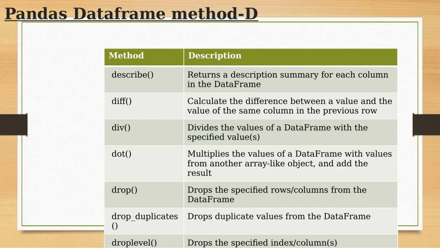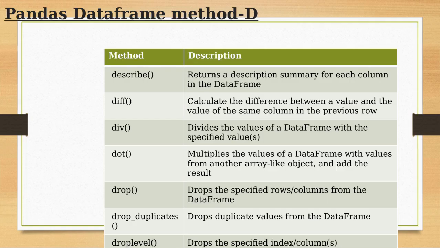Describe generates a statistical summary of the data frame, including measures such as count, mean, standard deviation, minimum, maximum, and quartiles for numerical columns. Diff calculates the difference between the current value and the previous value in a row or column. It is commonly used to analyze changes over time.